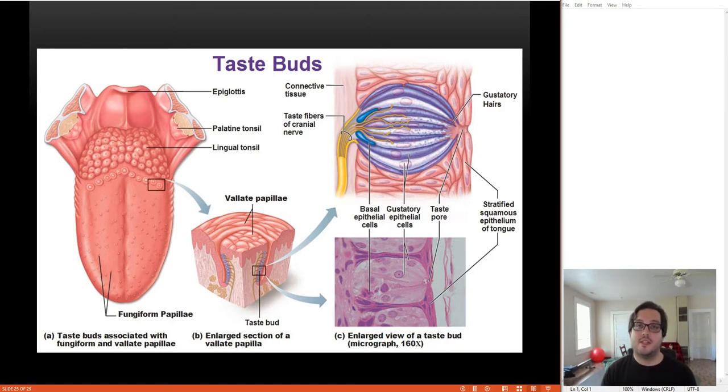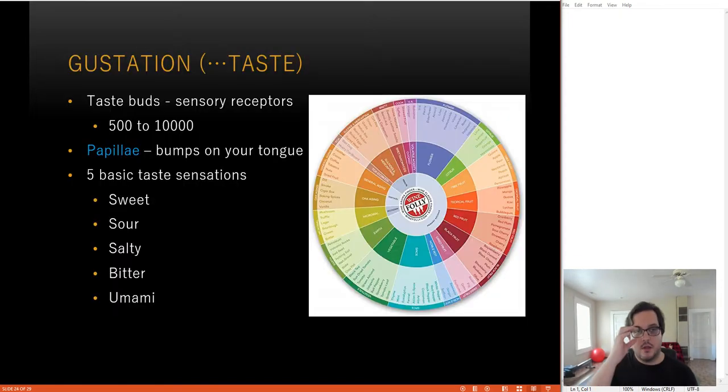So you eat a piece of food, you start to digest it. The digested food seeps into those cracks between the papillae. It then goes into that pore, that opening, that leads to a taste bud, and the taste bud converts the chemical into an electrical signal. So the taste buds are the sensory receptors, the papillae are simply the bumps.